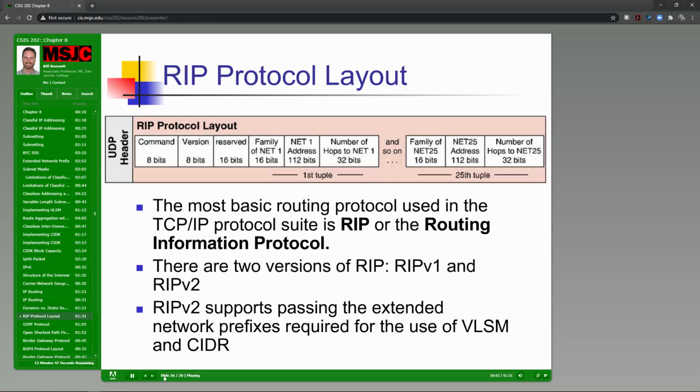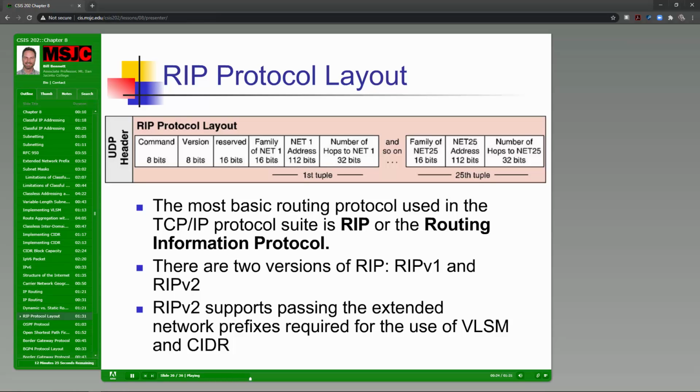In order for routers to be able to exchange their routing table information, they use what is called a routing protocol. And RIP, the Routing Information Protocol, is one of those protocols. Remember, we were talking about this particular routing protocol a little bit earlier on. We said it was limited because it did not support variable length subnet masks.